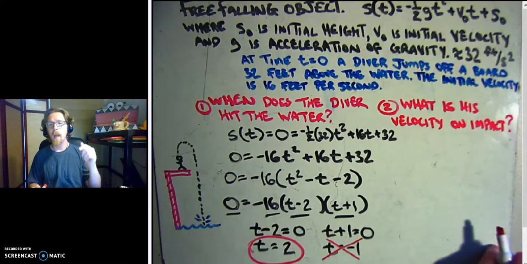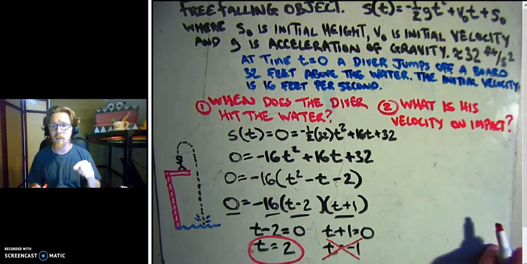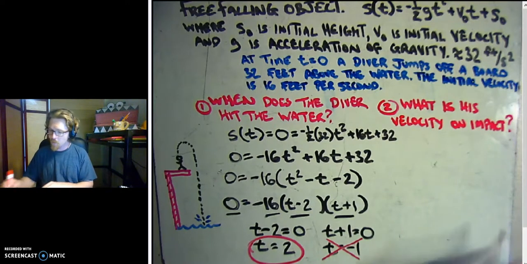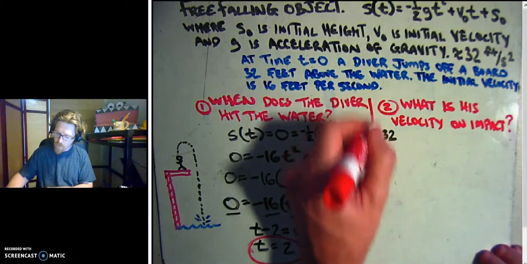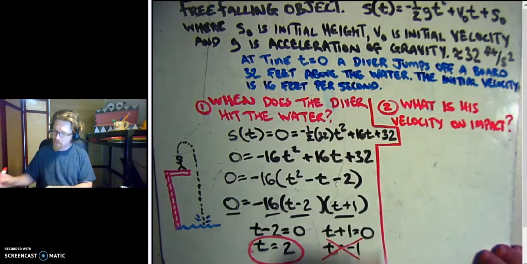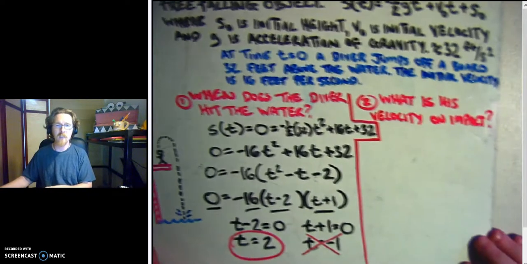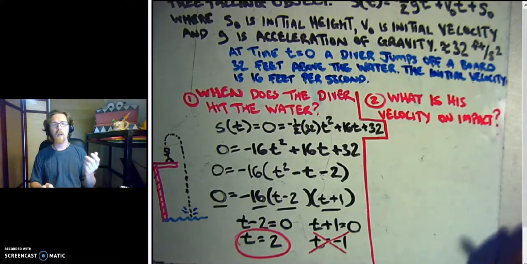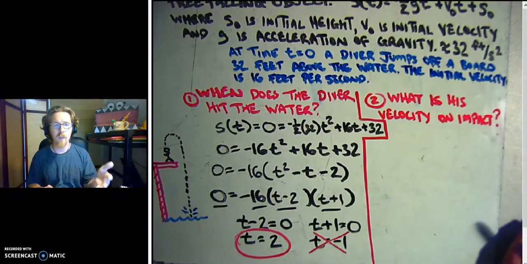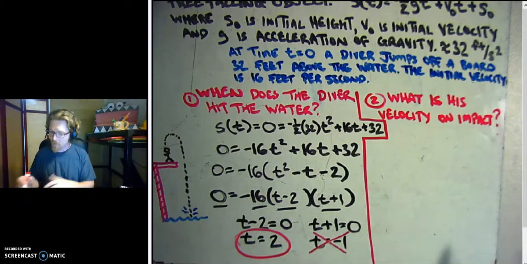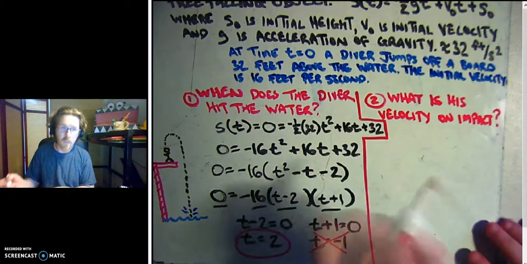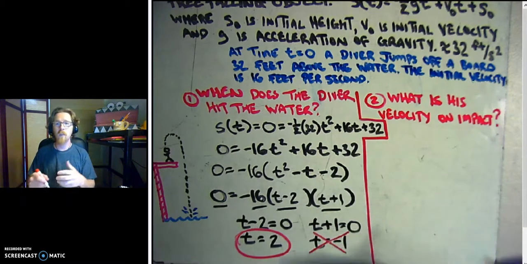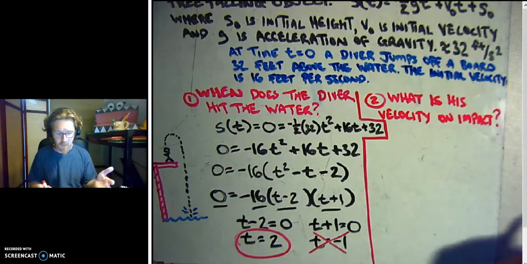Now I want to know how fast that diver was going. So that actually comes into a calculus style need to solve this problem. What we need to do is figure out what the velocity of this diver is. And I know that the derivative of a function is the function's velocity.